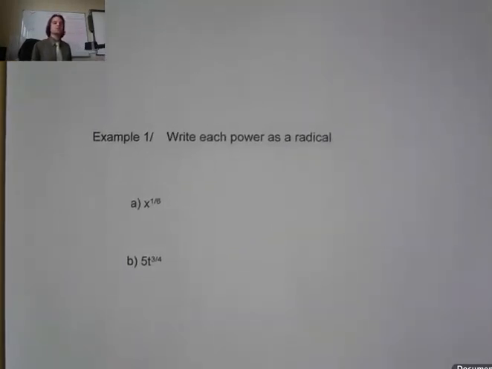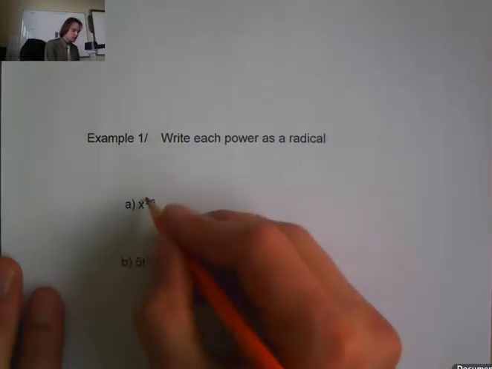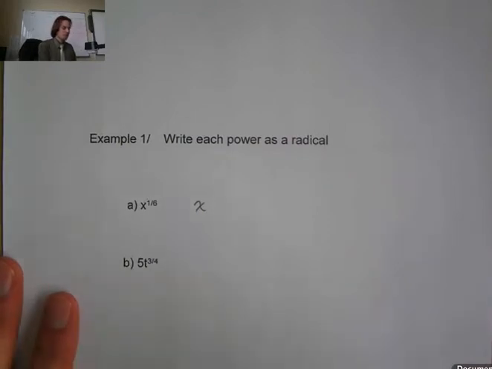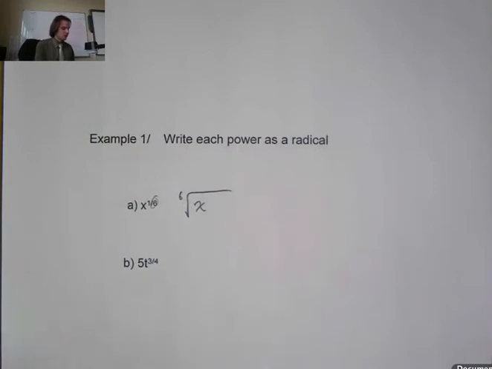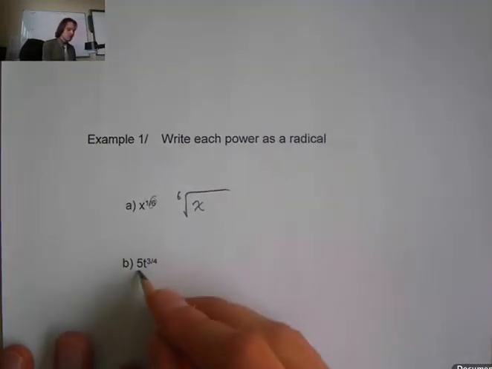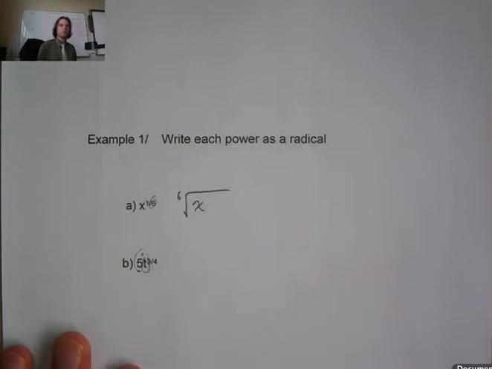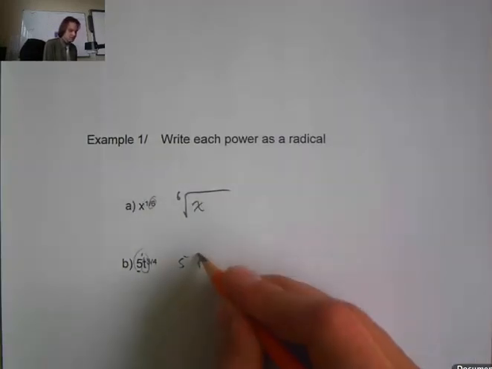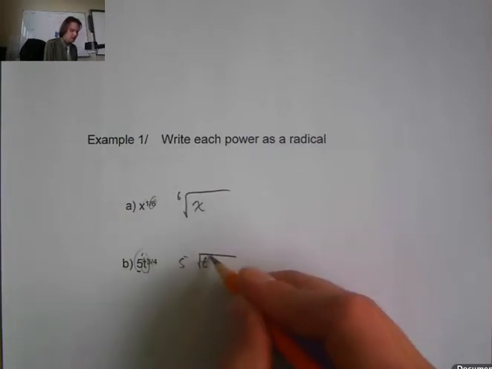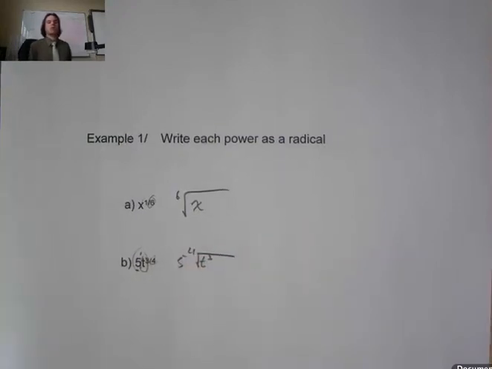So let's start with our first class example here. It says, write each power as a radical. Well, I look at this, we have x to the power of 1. I don't have to write that. And then this here means we want the 6th root of it. Let's take a look at my next one. Well, this base 5 has a power of 1. There's no brackets around all of this. The exponent 3 over 4 only refers to t. Okay? Because there's no brackets. So I just have 5, and I have t to the power of 3, and then it's 1 over 4, the 4th root.